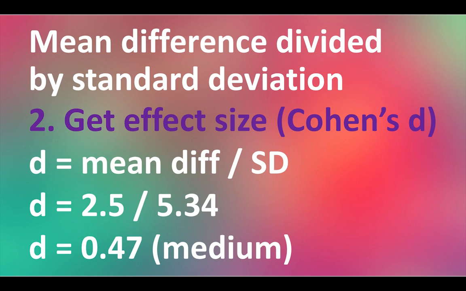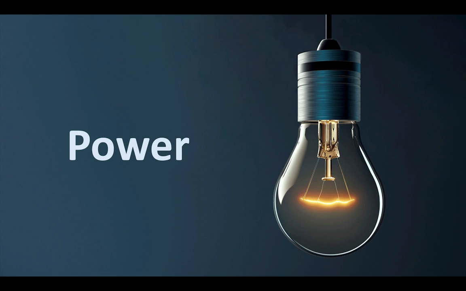Now let's do the second step. Get the effect size, or Cohen's d. D is the mean difference divided by the standard deviation. So 2.5 divided by 5.34, and I got 0.47, which is a medium effect size. Remember, the conventions for effect sizes are 0.2 is small, 0.5 is medium, and 0.8 is big.